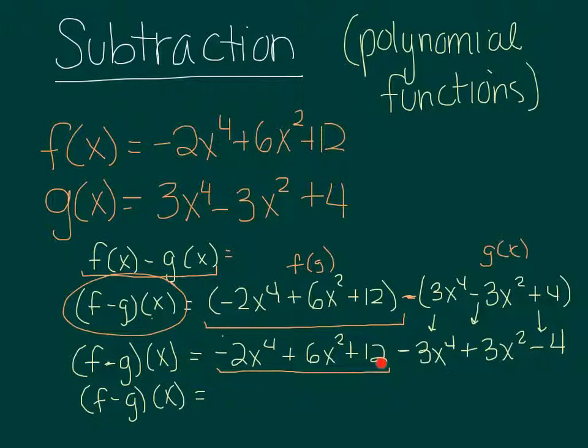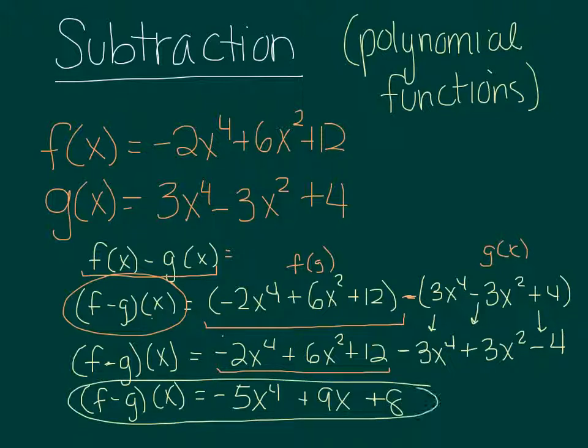Negative 2x to the fourth, negative 3x to the fourth. That's a negative 5x to the fourth. 6x squared plus 3x squared. That's 9x squared. Then 12x minus 4, that's plus 8. So my final answer here is a brand new polynomial function, f minus g of x equals done.